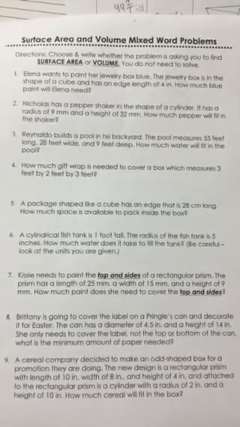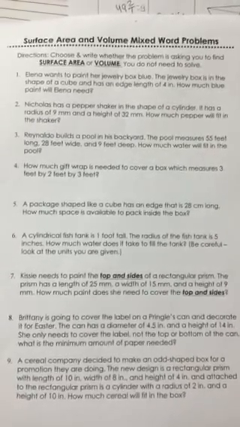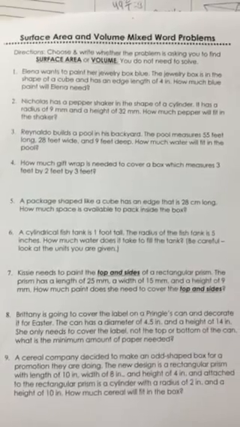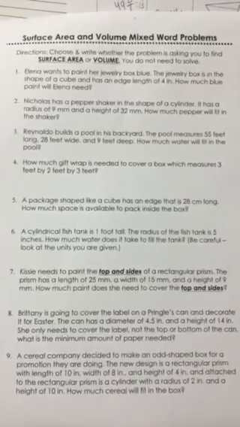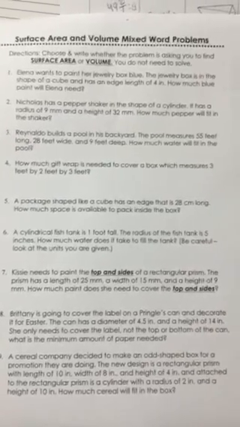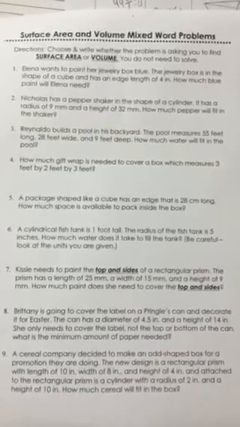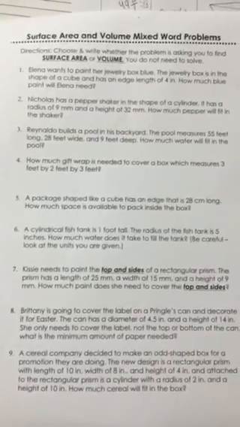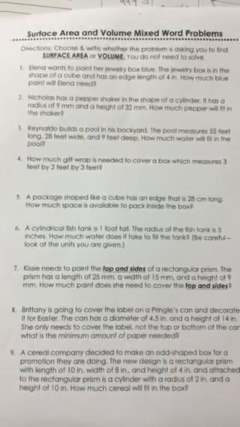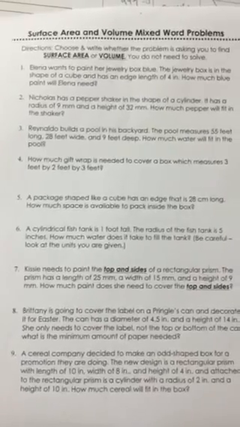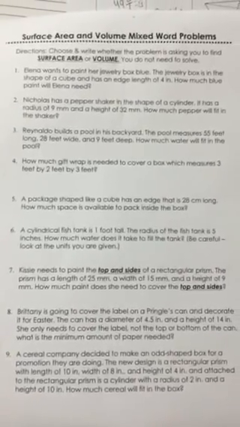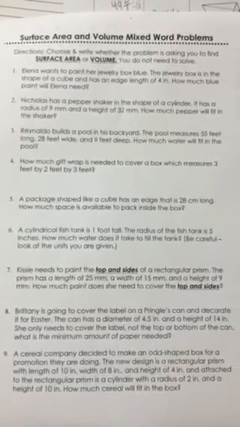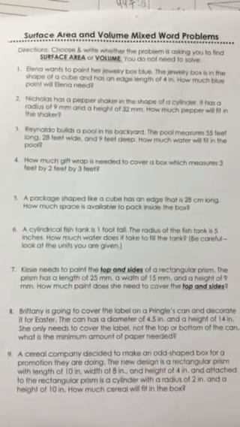And our last one, a cereal company decided to make an odd-shaped box for a promotion they are doing. The new design is a rectangular prism with length of 10 inches, width of 8 inches, and height of 4 inches. And attached to the rectangular prism is a cylinder with a radius of 2 inches and a height of 10 inches. How much cereal will fit in the box? So you're deciding volume or surface area. We'll go over it tomorrow and continue with volume.